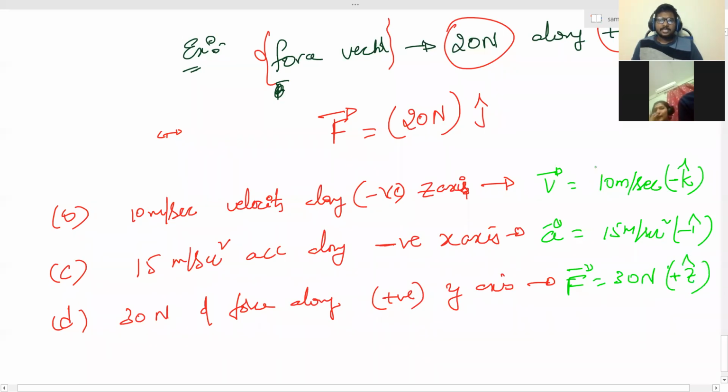This can also be represented as, because minus here or here, it doesn't matter. So you can represent something like this also: minus 10 meter per second k cap. That is nothing but 10 meter per second in the negative z axis only. Like this, minus can be represented here also, okay? Minus 15 meter per second square i cap. That means 15 meter per second square in the negative x axis. Yes, sir.